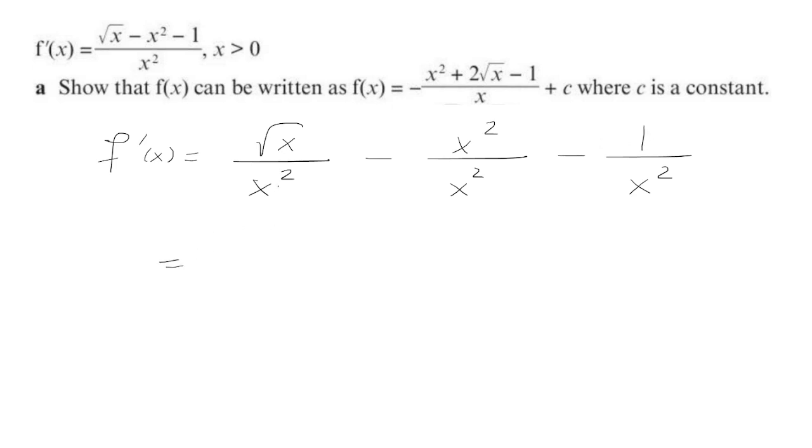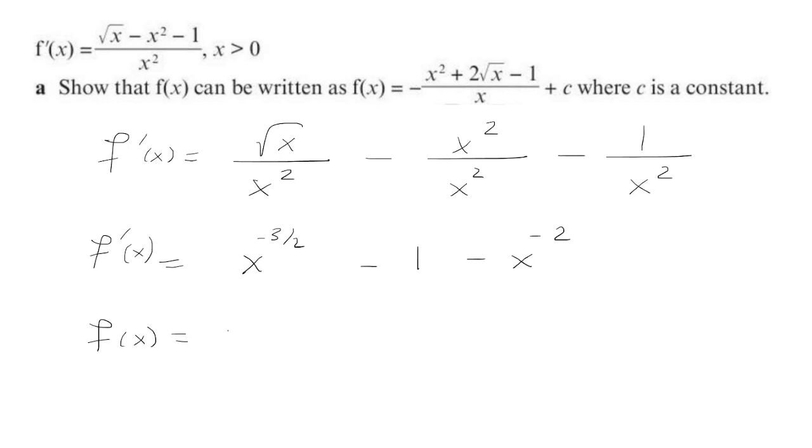And square root of x over x squared becomes 1 over x to the 3 halves, or just x to the negative 3 halves. x squared over x squared is minus 1, and then we have x to the negative 2 power. So this is our derivative, and in order to find the antiderivative, I'm going to integrate both sides.